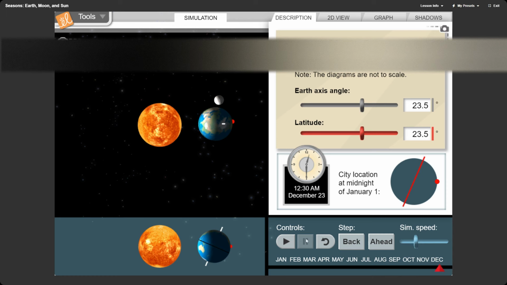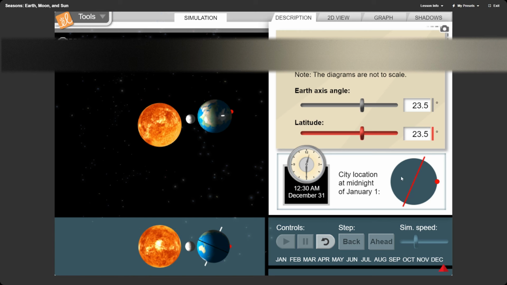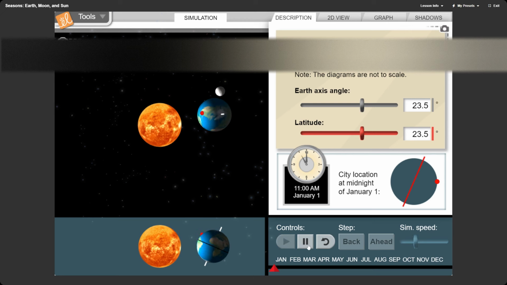Let me slow it down a little and show you. So you see how the Northern Hemisphere is barely spending any time in the sun, that red dot? But if this red dot was in the Southern Hemisphere, it would be spending more time there, in the sun. And let's keep going. So now if I show you this area again.